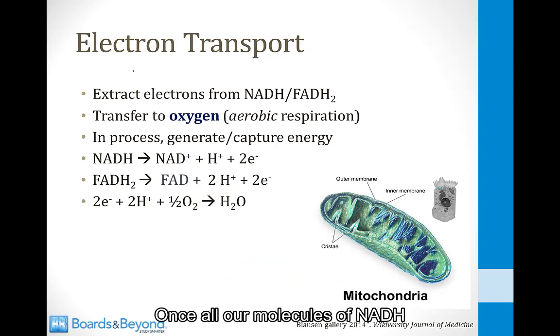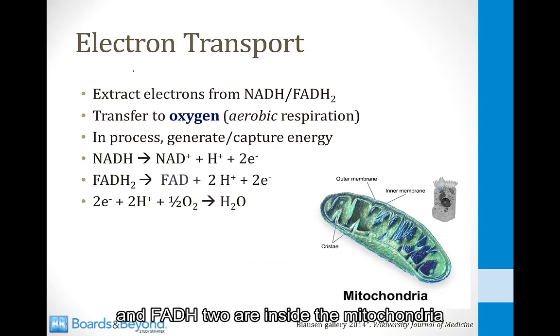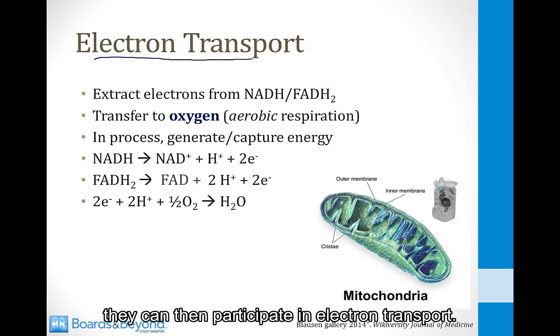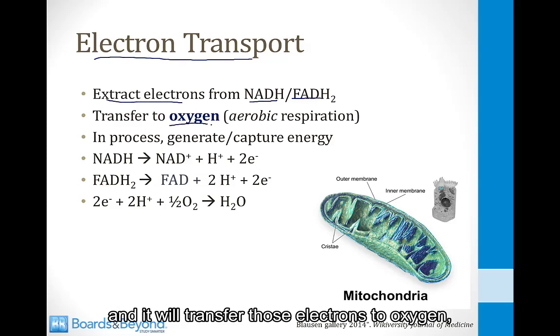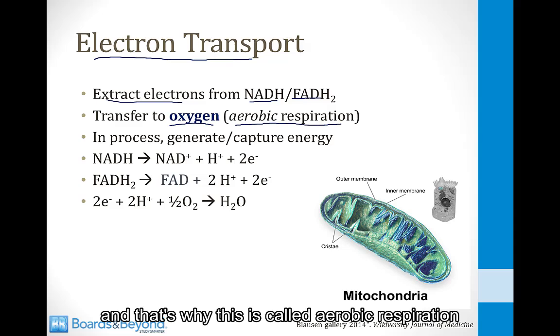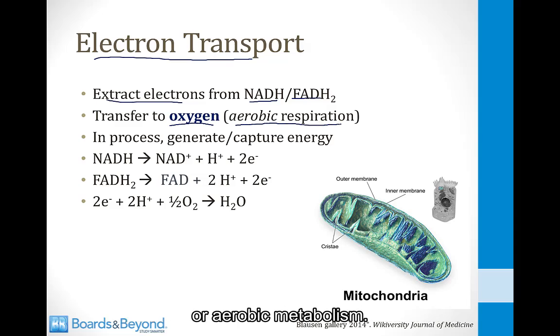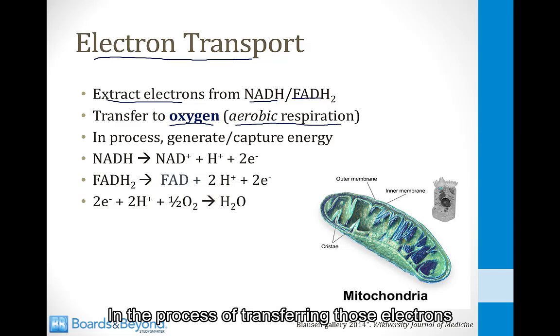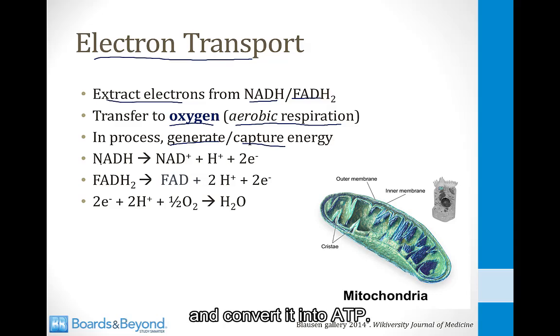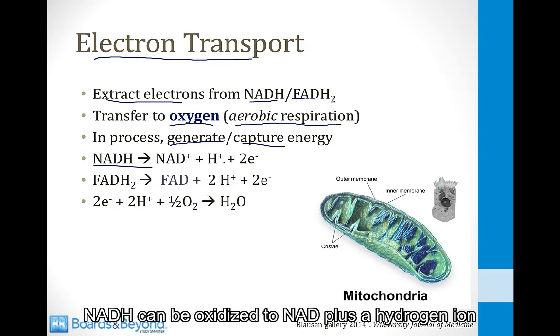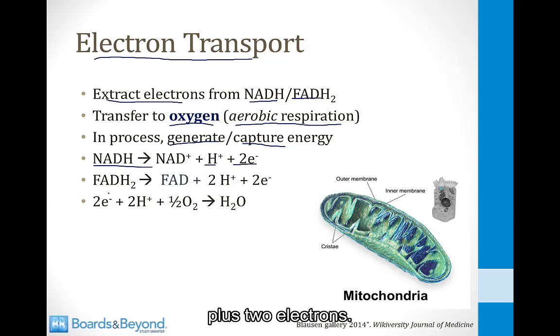Once all our molecules of NADH and FADH2 are inside the mitochondria, they can then participate in electron transport. This process will extract electrons from the electron carriers NADH and FADH2, and it will transfer those electrons to oxygen. That's why this is called aerobic respiration or aerobic metabolism. In the process of transferring those electrons to oxygen, this process will capture the energy from those electrons and convert it into ATP. NADH can be oxidized to NAD+ plus a hydrogen ion plus 2 electrons.